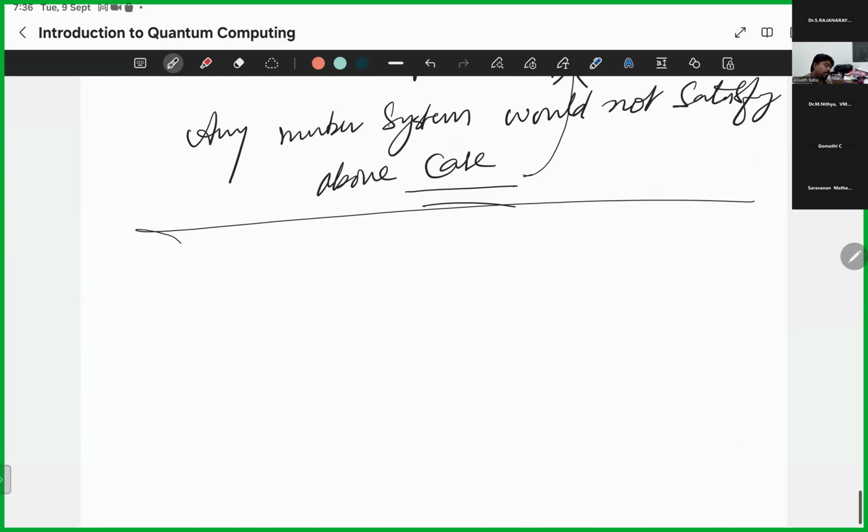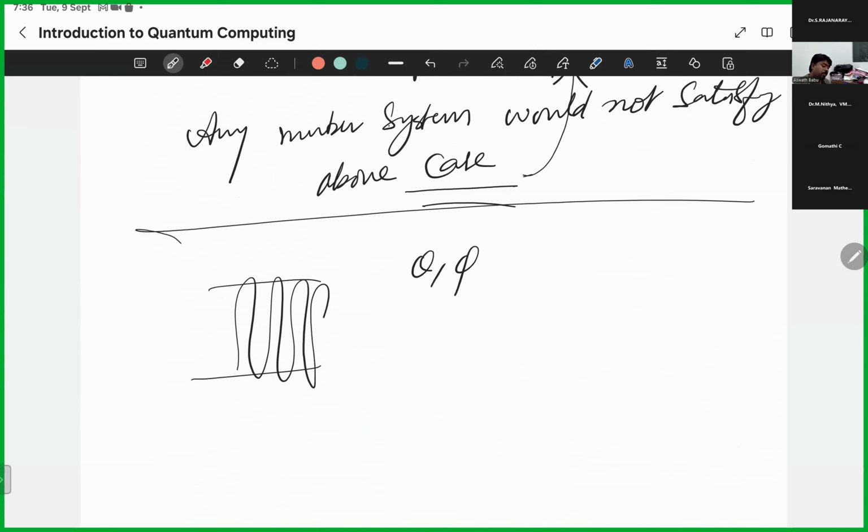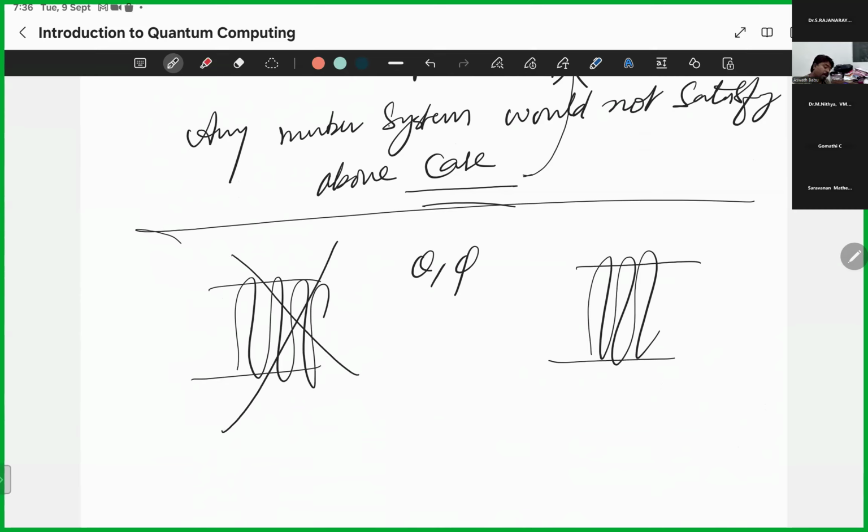So in the physical interpretation, if I have a qubit oscillating with some theta and phi, we can't exactly clone that to another one with the same theta and phi. We can destroy this theta and phi, take the theta and phi values from there and prepare one more with the same theta and phi. That is possible, but not at the same time. So that's why cloning is not possible.